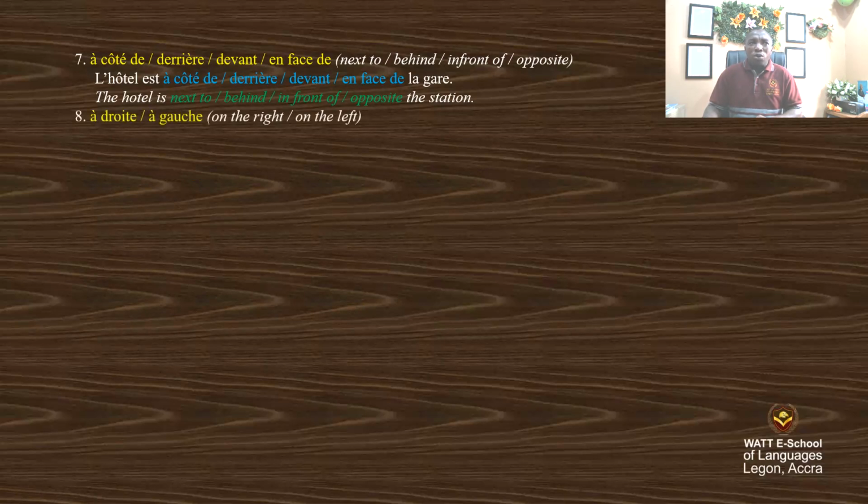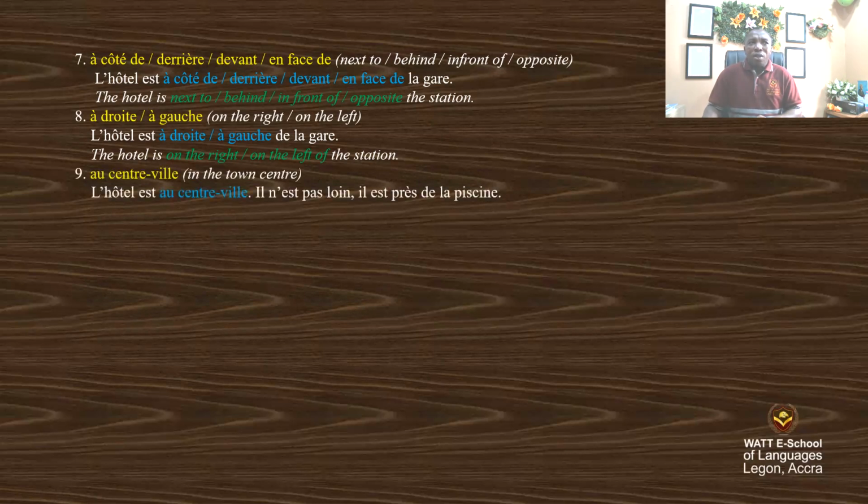À droite, à gauche, on the right, on the left. L'hôtel est à droite, à gauche de la gare. The hotel is on the right, on the left of the station. Au centre-ville, in the town center. L'hôtel est au centre-ville. Il n'est pas loin, il n'est pas près de la piscine. The hotel is in the town center. It is not far, it is near the pool.